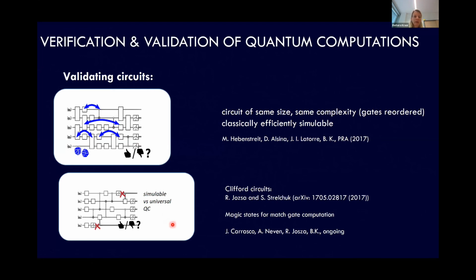And there are some other approaches using these magic states that I was just explaining before for match gates. This is highly motivated by a paper by Richard Jozsa and Sergey, where you can show that with the help of these match gates and Cliffords, you can construct a circuit that you can classically efficiently simulate, and that is close to your actual circuit.